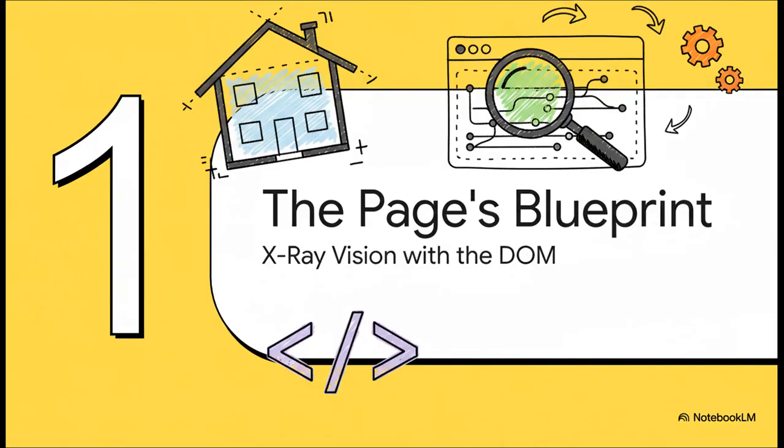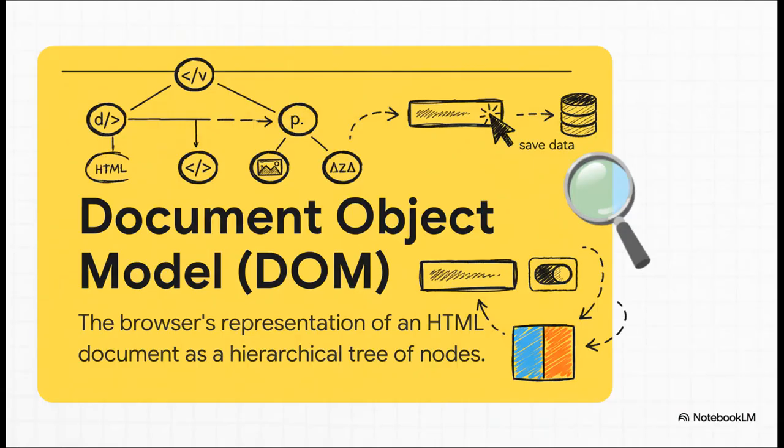All right, first things first. Our first superpower is all about perception. It's like gaining X-ray vision to see the invisible structure that's holding every single web page together. You've got to see it before you can change it, right? And that structure has a name, the Document Object Model, or DOM for short.